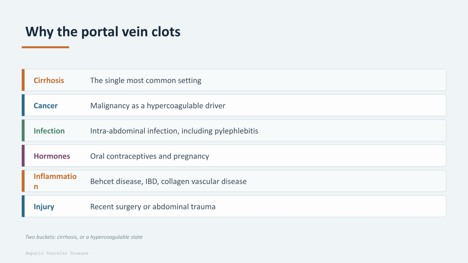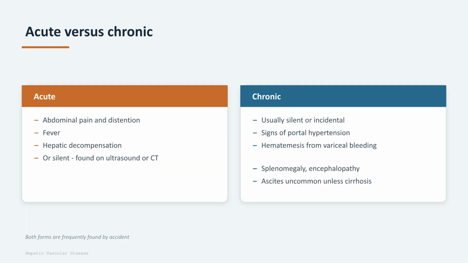If none of those is obvious, that is your cue to send a hypercoagulable workup. Portal vein thrombosis presents 2 ways: acutely, abdominal pain, distension, fever, or hepatic decompensation, and a large share are silent, discovered on an ultrasound or a scan ordered for something else entirely. Chronically, it is usually silent as well.